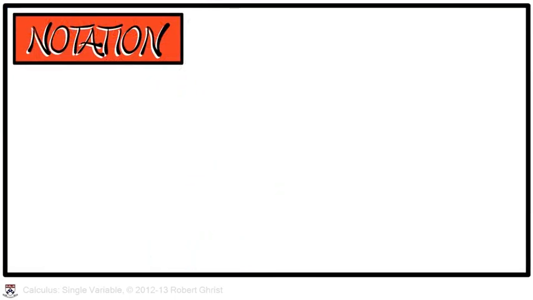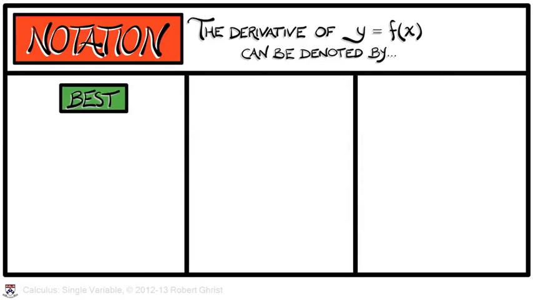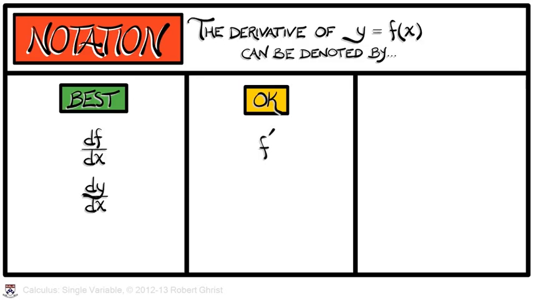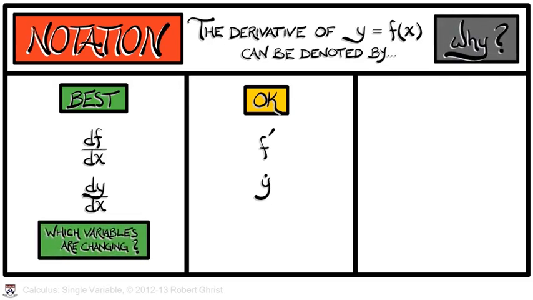There's a lot of notation associated with derivatives. The derivative of the function y equals f of x can be denoted in the following ways. Some of the best notation is df dx or dy dx. But there's some other notation that you might see or use from time to time, including f prime or y prime or y dot. Now, why the difference between these?